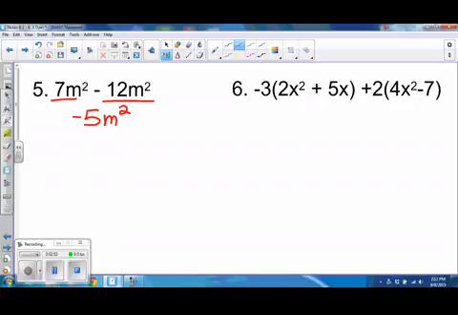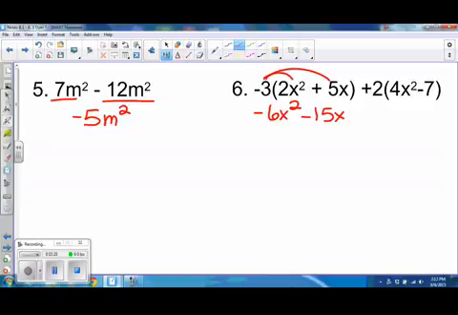For number 6, we have to distribute and then combine our like terms. So, first I distribute the negative 3. I'm going to multiply the negative 3 times these 2, but am I going to multiply this times negative 3? No. Okay? So, negative 3 times 2x is negative 6x squared. Then negative 3 times positive 5x is negative 15x.